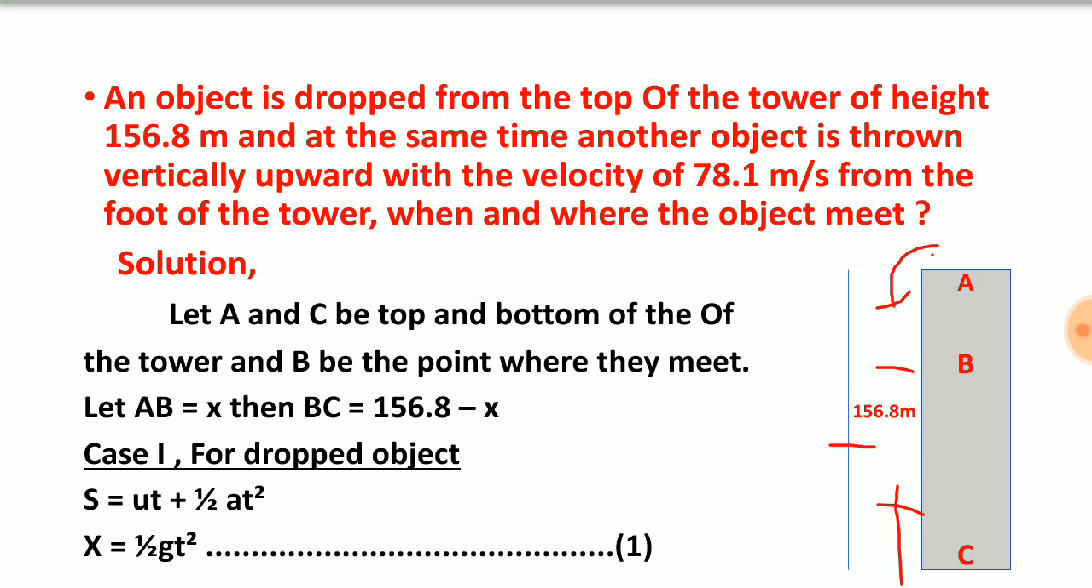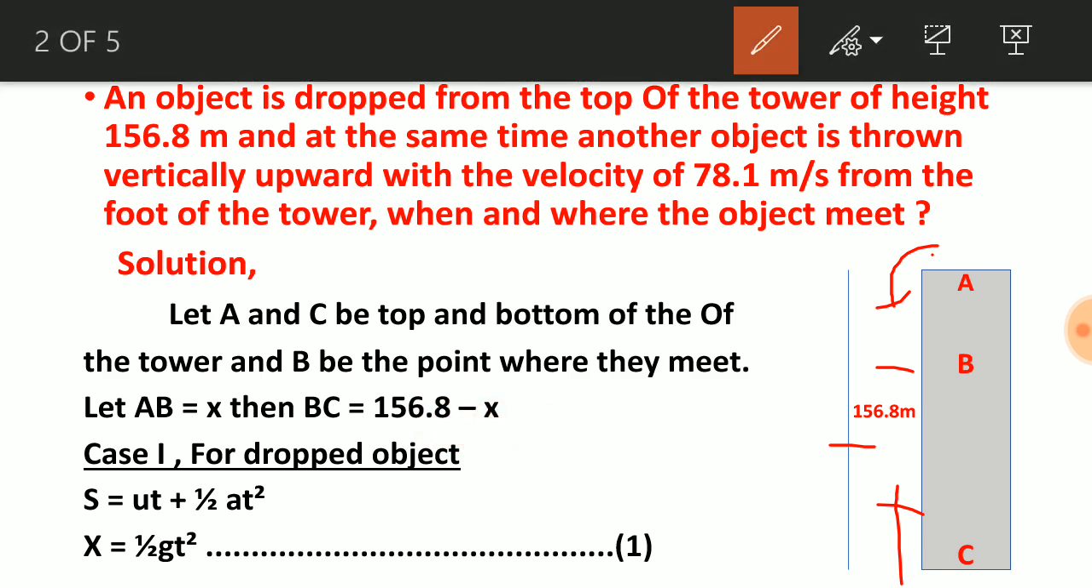Now let us see the solution part. Let A and C be the top and bottom of the tower, and B is the point where they meet. Also let the height of AB be x, then the height of BC will automatically be 156.8 minus x, because this is the total height. If the upper part is x, then the lower part must be 156.8 minus x.